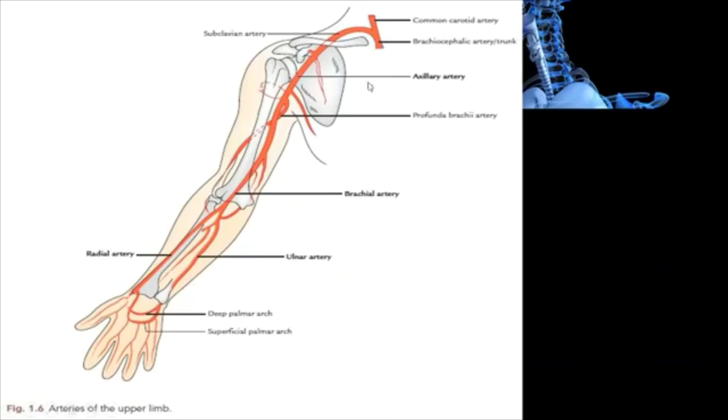The subclavian artery, when it passes the outer part of the first rib, becomes the axillary artery, and the axillary artery, when it comes to the lower border of the teres major muscle, becomes the brachial artery. When the brachial artery comes to the neck of the radius, it gives two branches: the radial artery and the ulnar artery. The radial artery becomes the deep palmar arch and the ulnar artery becomes the superficial palmar arch in the hand. So these are the artery supply of the upper limb.